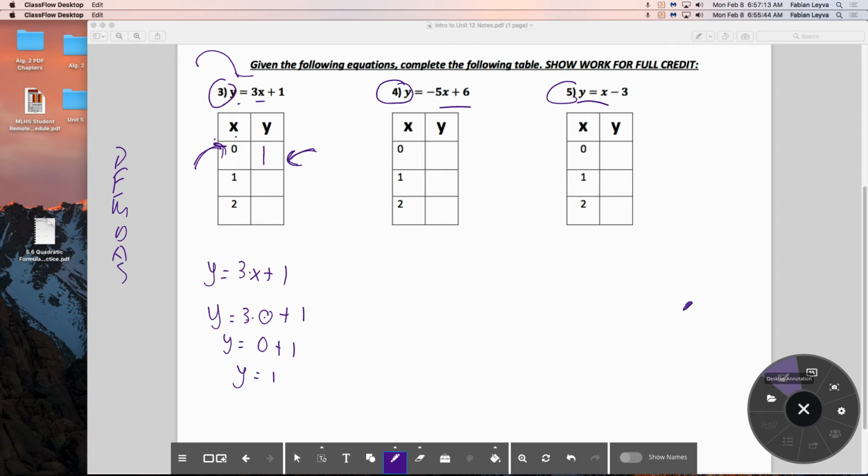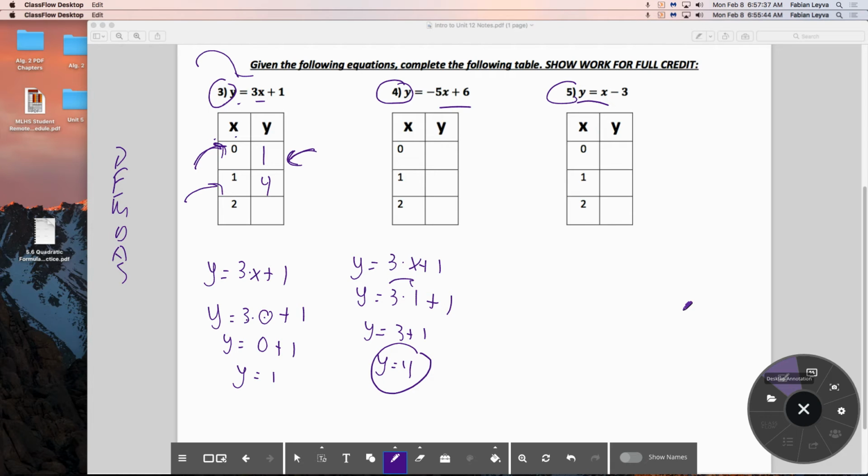And again, I want you to do this for 1 and 2. So y is going to equal 3 times whatever x is plus 1. So y is going to equal 3 times what x am I inputting this time? I'm inputting a positive 1, and then don't forget to add 1. 3 times 1 is 3, plus 1 equals 4. So notice that in this situation, when your input is 1, your output is 4.